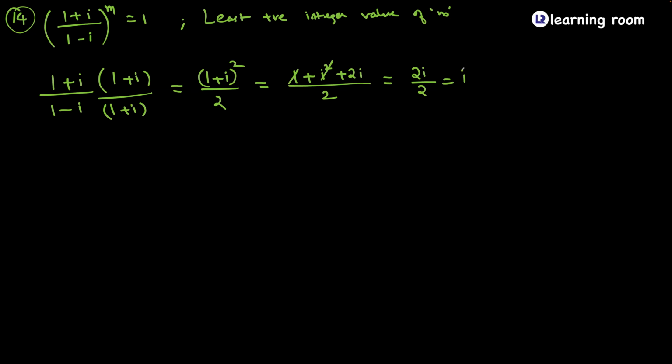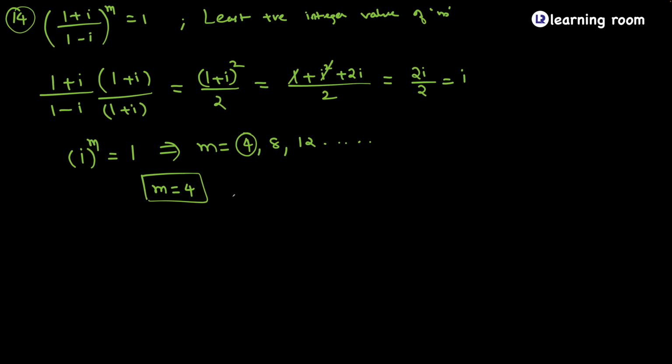This is the base, but what is the question? This base to the power m. The base comes out to be i, so i^m = 1. What should be the least value of m for which you get 1? m can take the values 4, 8, 12, and so on, basically the multiples of 4. But they ask for the least integral value, so the value of m should be 4. That's it.